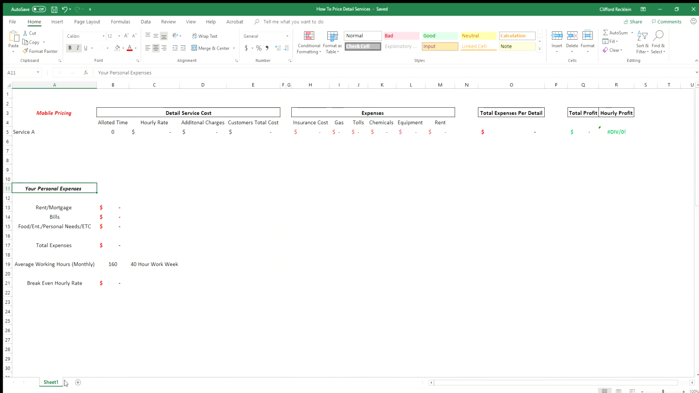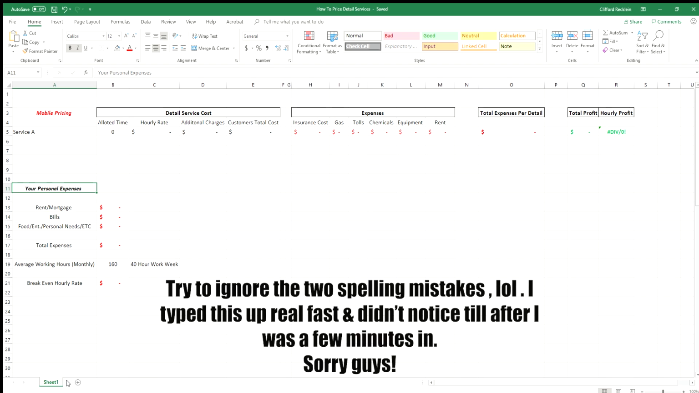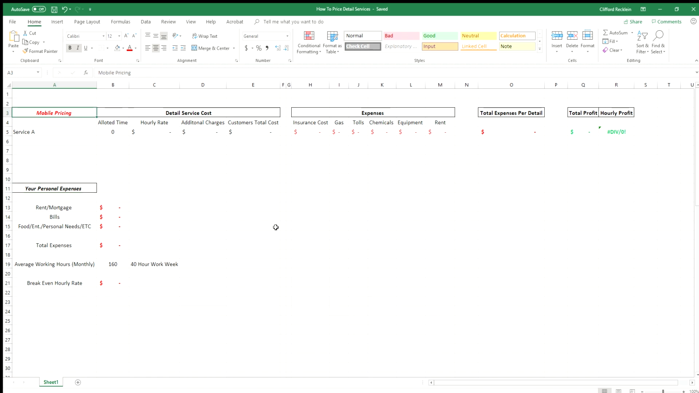So you'll see here I have a spreadsheet already created to save us time. And today we're going to be primarily focusing on mobile pricing. Now I did add a few things in here for someone that has a fixed location. So either way, you should be able to get a good concrete foundation for your pricing. But primarily this is going to be focusing on mobile pricing, since I know majority of us out there are mobile detailers, and a lot of the individuals that reached out to me on how to price a detail are mobile detailers.